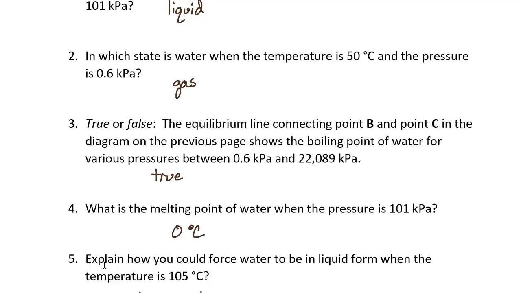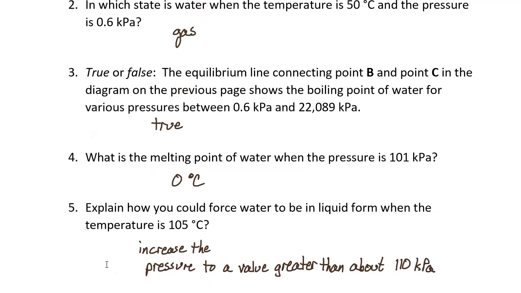When you choose dots on that line and look down to the x-axis to read off the temperature, those would be boiling point temperatures, the temperature at which water changes from liquid to gas. Number 4, the melting point of water when the pressure is 101 kPa is 0 degrees Celsius.